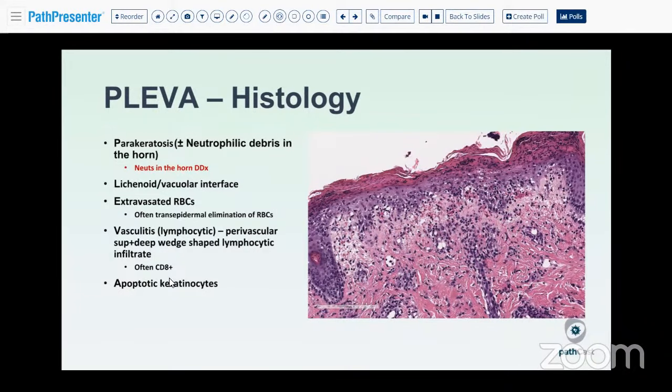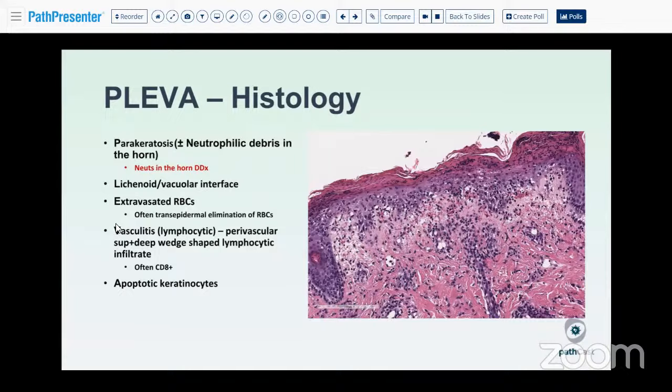Oh, one thing I love about PLEVA histology is that the histologic findings can be remembered as a mnemonic of PLEVA. So the P is for parakeratosis, plus or minus neutrophils in the horn. When you see the neutrophils in the horn, that's a helpful clue. L is lichenoid or vacuolar interface dermatitis. E is extravasated erythrocytes. So there's often extravasated erythrocytes in the upper dermis with that often transepidermal elimination of those red cells. V is for vasculitis, which is a bit of a stretch here because it's a lymphocytic vasculitis, okay?